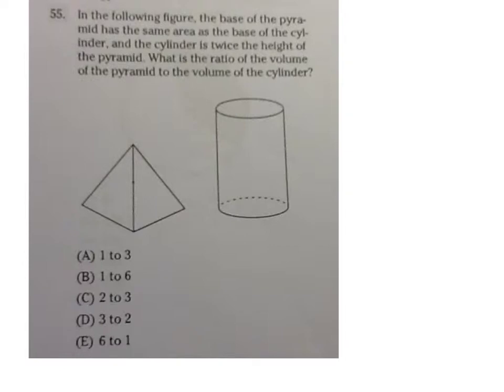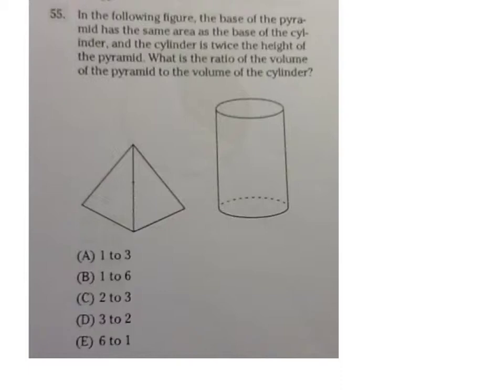In the following figure, the base of the pyramid has the same area as the base of the cylinder, and the cylinder is twice the height of the pyramid. What is the ratio of the volume of the pyramid to the volume of the cylinder?